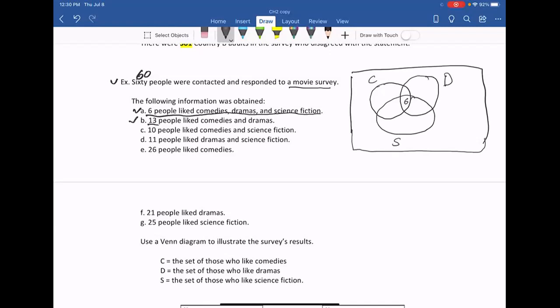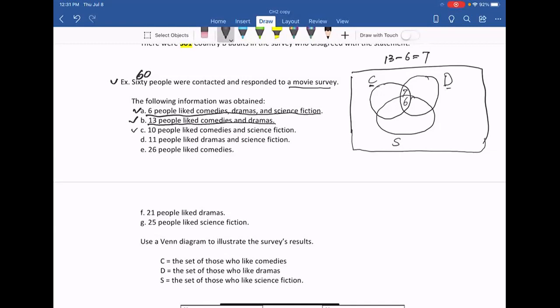Number B, 13 people liked the comedy and the dramas. So comedy and drama, that means the intersection of this. So the intersection is here. This area, I draw in blue, has 13 people. But in the middle part, we already have 6 people. So how about here? We need to use 13 minus 6 equals 7. We have 7 people in this region.